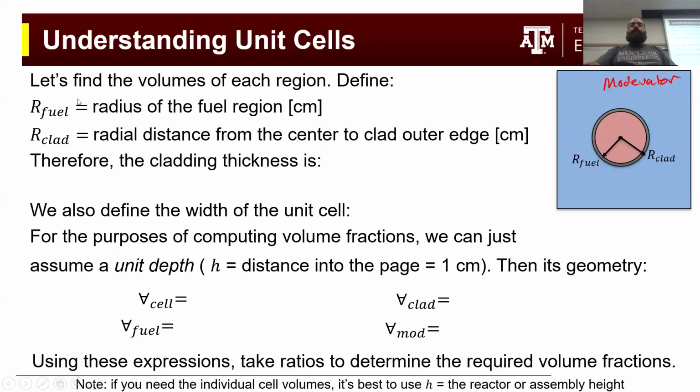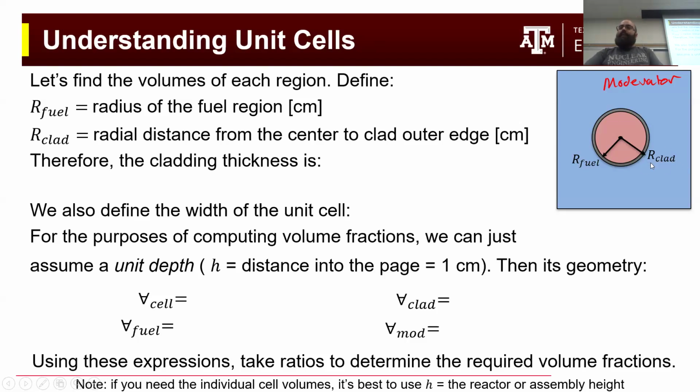So we're going to define the radius of the fuel, where the pink is the fuel and the gray is the cladding. The radius of the fuel just goes from the center of the fuel element, or the center of the fuel pellet, to the outer radius of the fuel pellet. And then we're going to define the clad radius to be the distance from the center of the fuel element to the outside of the fuel element. So the distance from the center to the outer edge.